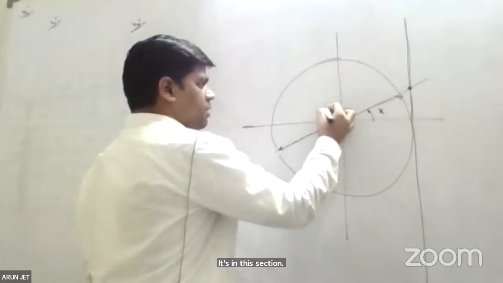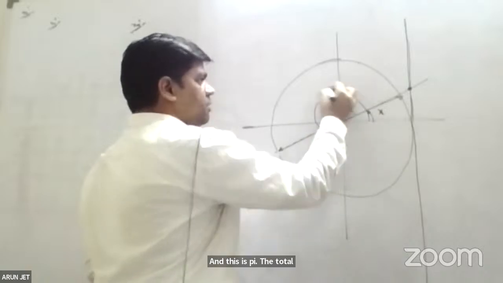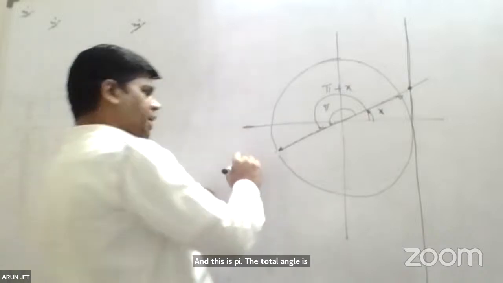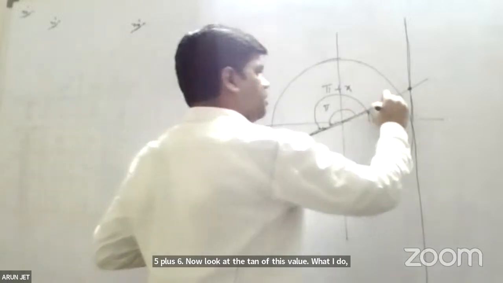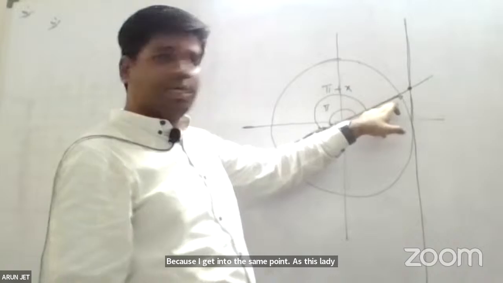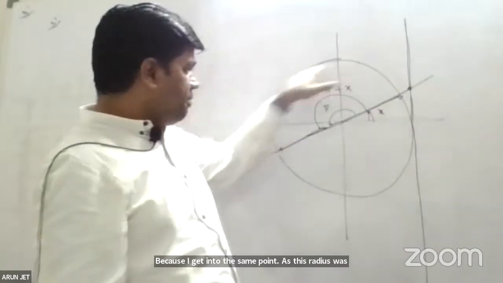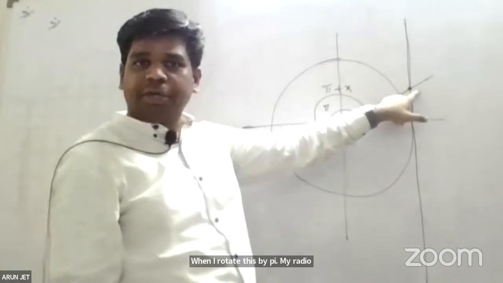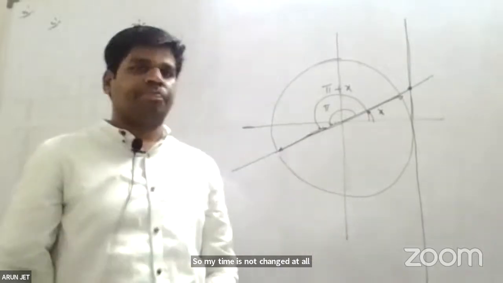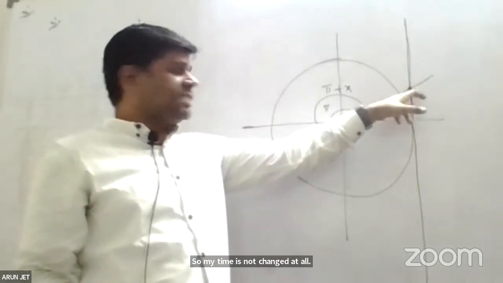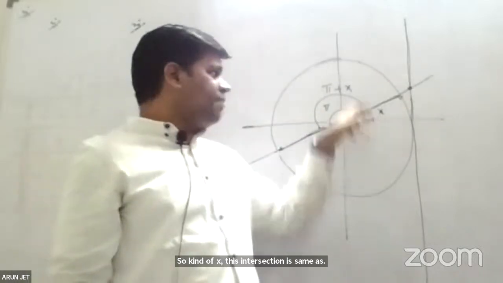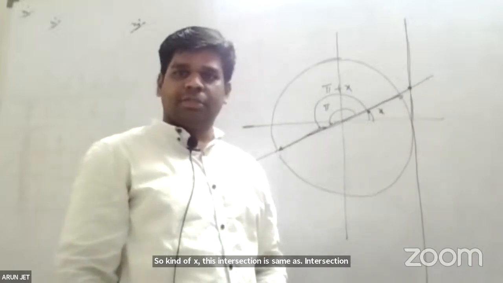And this is pi. The total angle is pi plus x. Now look at the tan of this value. I extend this radial line, and it again intersects at the same point. As this radius was intersecting at this point, when I rotate by pi, my radial line is again intersecting the same point. So my tan has not changed at all. The tan x intersection is the same as the intersection for pi plus x. So tan of pi plus x is equal to tan x. All right, that way.